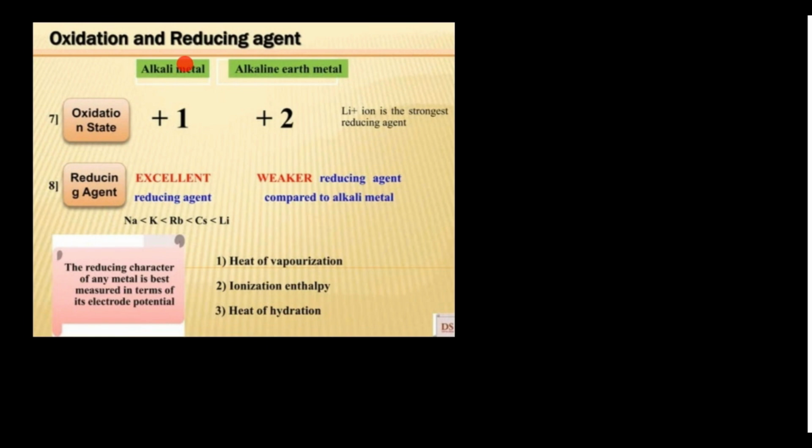So I am only discussing the alkali metals. You can ignore the alkaline earth metals. For these alkaline earth metals, I can cut it from here. Only focus on this one. Okay, so alkali metals readily lose one electron, right? So they are very good reducing agents. Please remember this point. They are very good reducing agents.